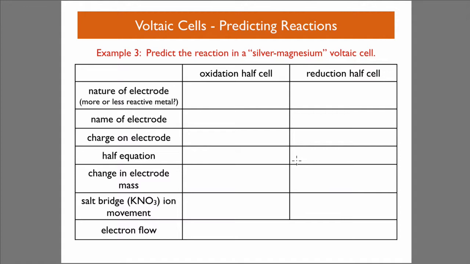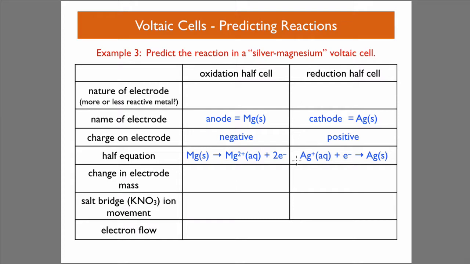Predict the reaction in a silver magnesium voltaic cell. What should we do first? Well, let's put the half equations in. We know the magnesium is going to give the ion, it being more reactive than silver. And the silver ions are going to form the solid. So we know that the magnesium must therefore be the anode and the silver will be the cathode. And we know the anodes are negative and cathodes are positive. And so we've worked this out because our reactivity series tells us the magnesium is more reactive than silver.